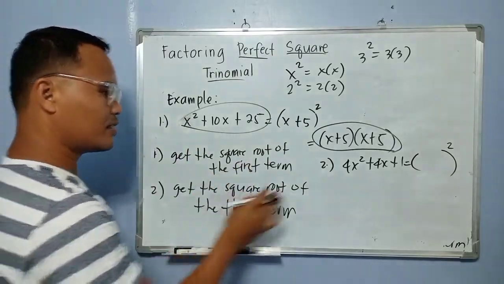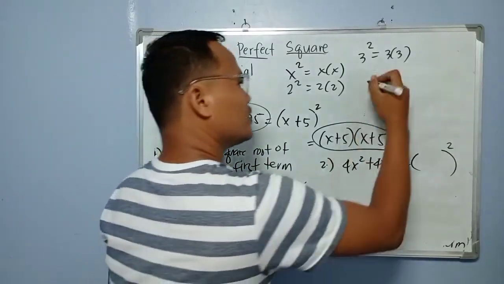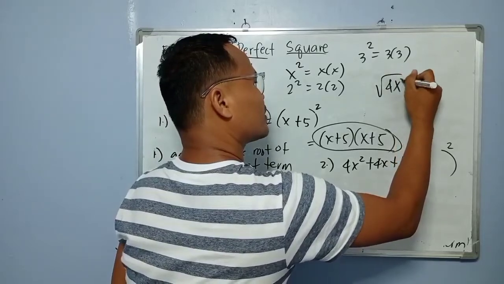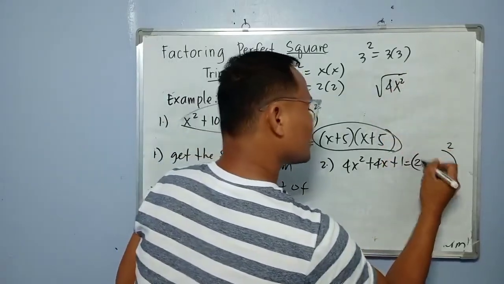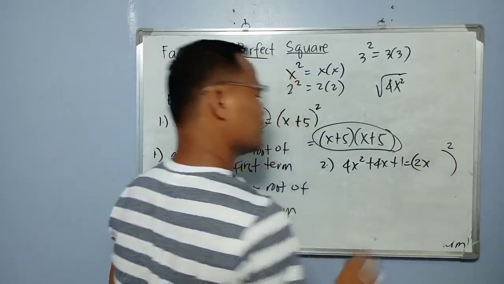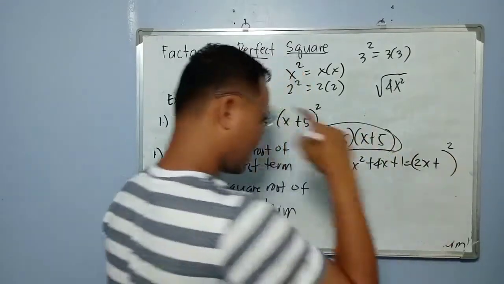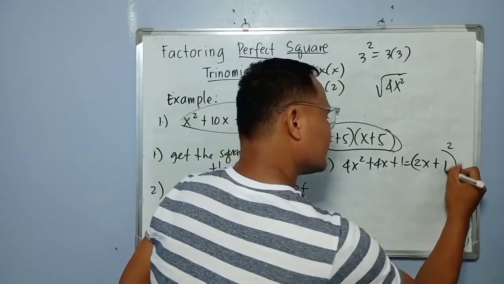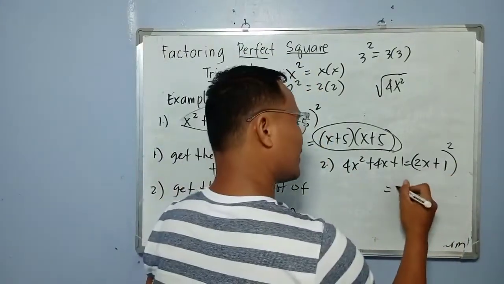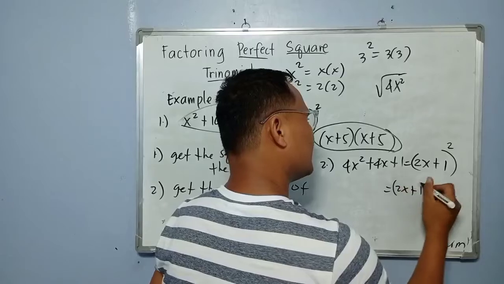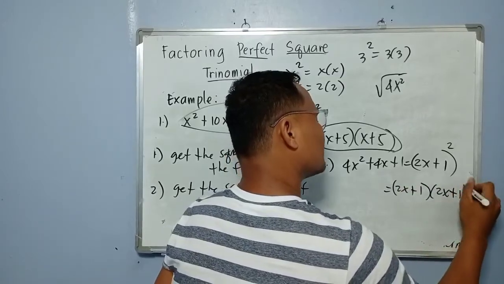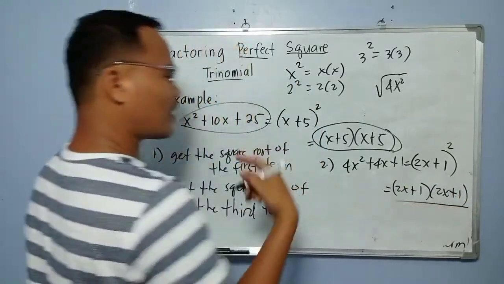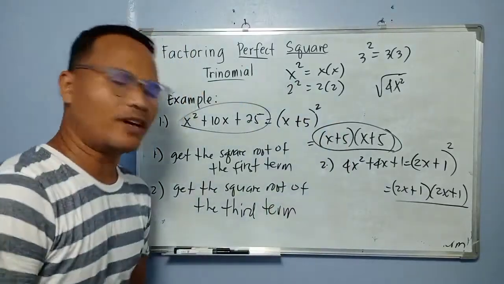Get the square root of the first term, the square root of 4x squared. Square root of 4 is 2. Square root of x squared is x. Then plus, because the operation is plus, the square root of 1, which is 1. So therefore, we have 2x plus 1 times 2x plus 1. These are now the factors of 4x squared plus 4x plus 1.